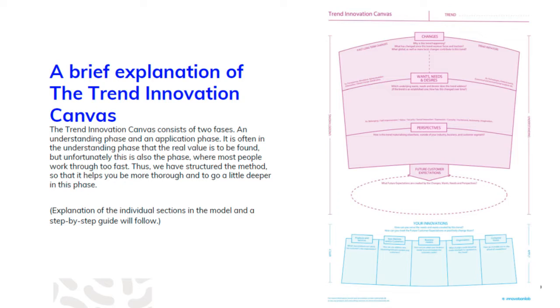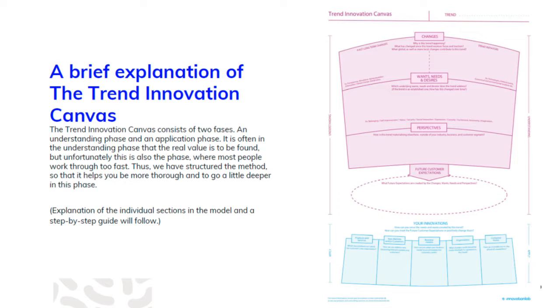So, to explain, the Trend Innovation Canvas is a tool to try to make a forecast of what your customers want in the future based on some trends. When your ideas are solidly grounded in what users want in the future, it's easier to have success with the ideas. Trend Innovation Canvas consists of two parts, an understanding part and an application part.